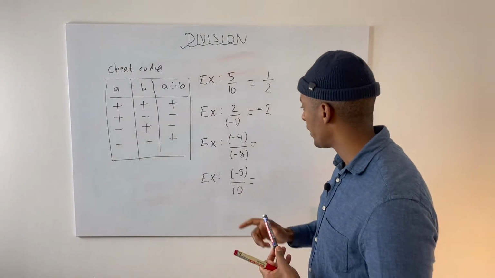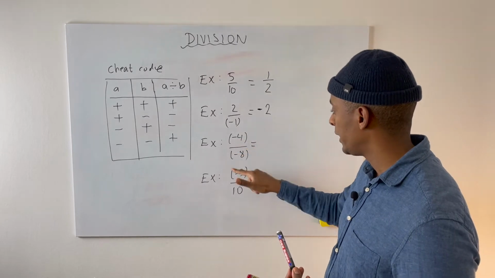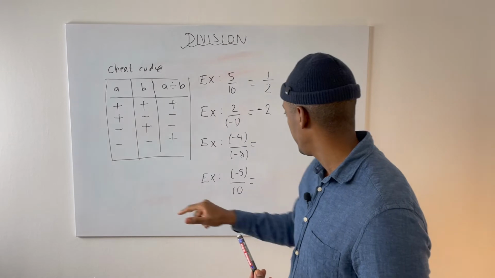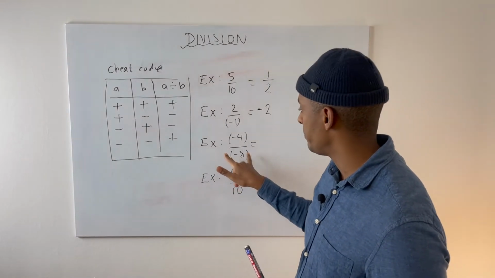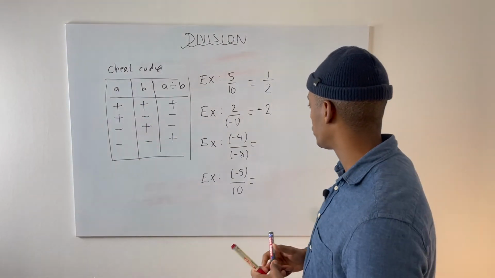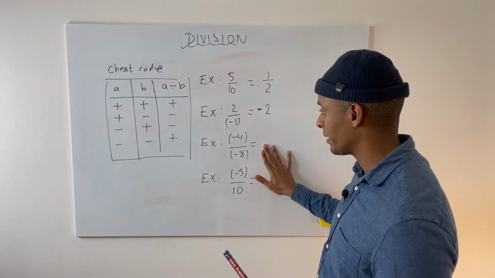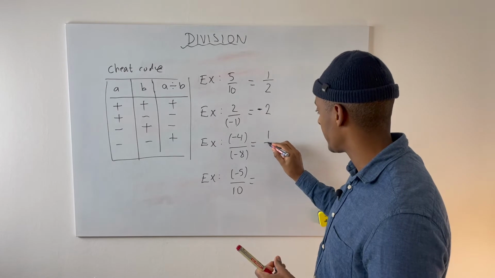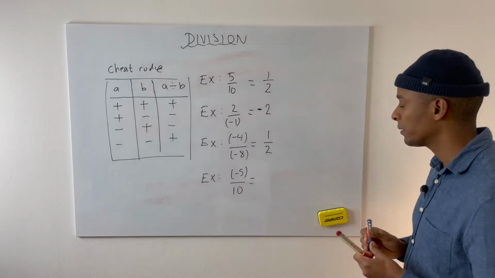Next one, we have minus 4 and minus 8. Minus 4 is a, a negative number, and minus 8 is b, a negative number. So the result should be positive, so we don't have to write anything in front. And 4 divided by 8, again, can be written as a half.